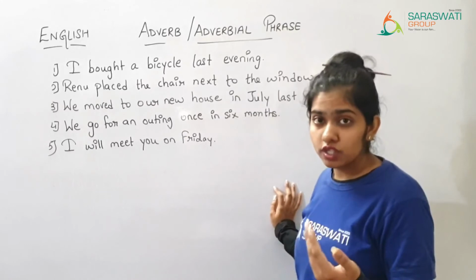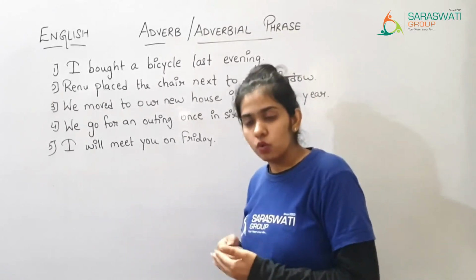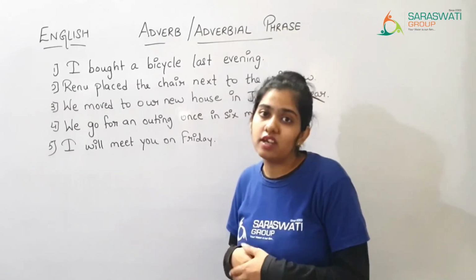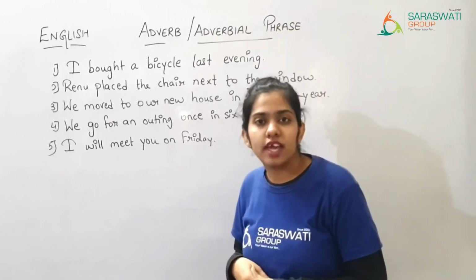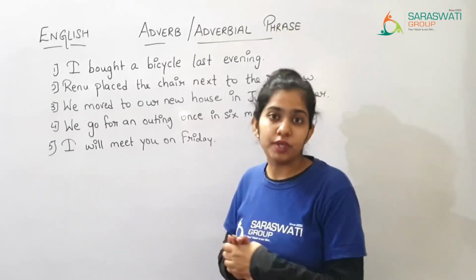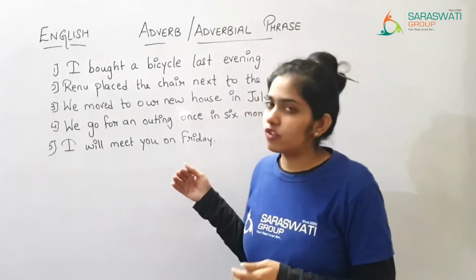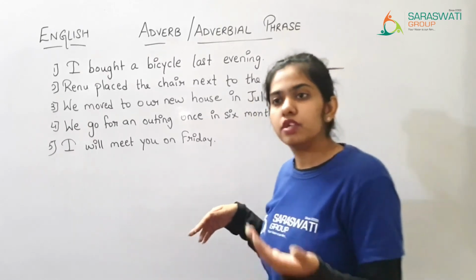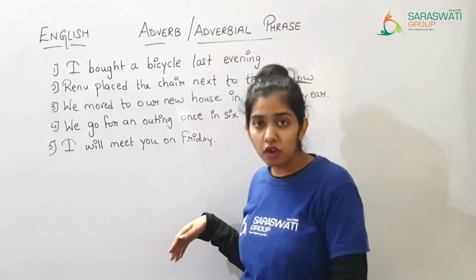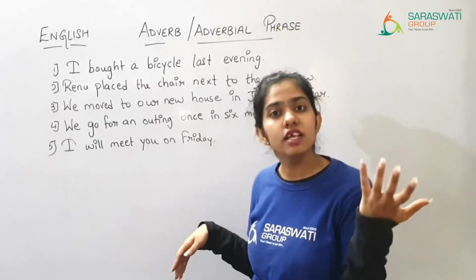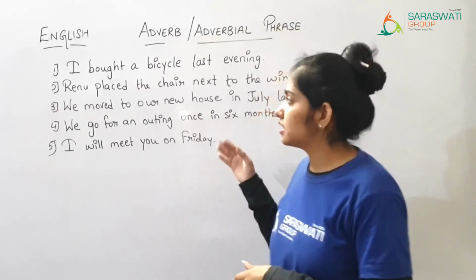So as I told you, you are supposed to ask the question with how, when, where and why, and the answer which you get is your adverb or an adverbial phrase. If it is a single word, then it is your adverb. If it is more than one word, a group of words, then it is your adverbial phrase.